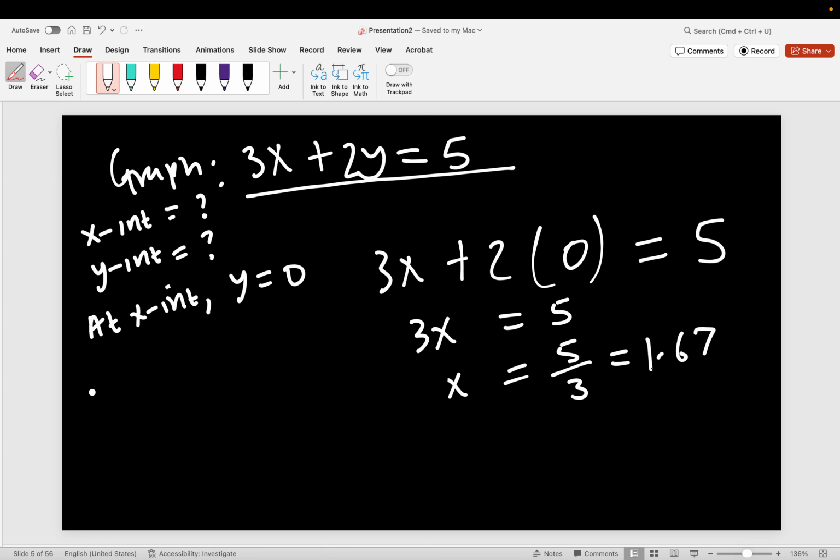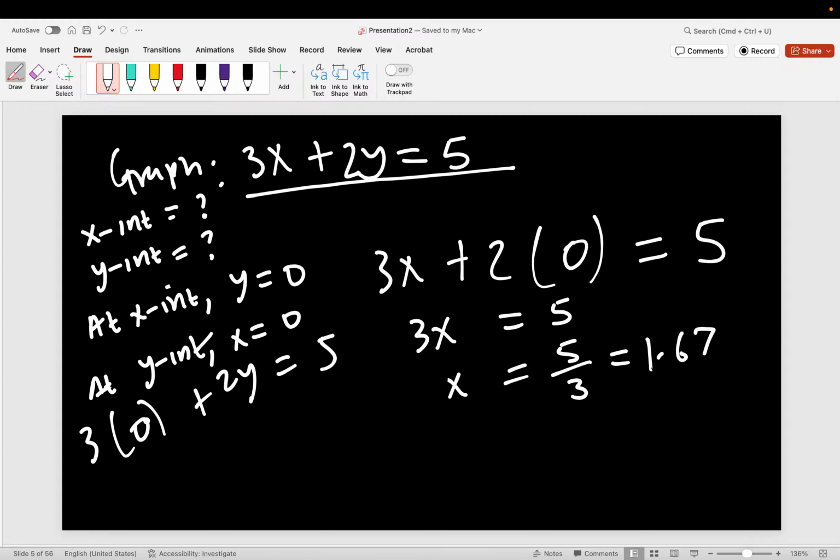And now at my y-intercept, my x is equal to 0, right? So I'm going to write this. I'm not going to write x because instead of x, I'm writing 0. So this is just 0, so we don't need that. So 2y is equal to 5, and then I divide both sides by 2. So y is 5 over 2, which should be approximately 2.5 or thereabouts.